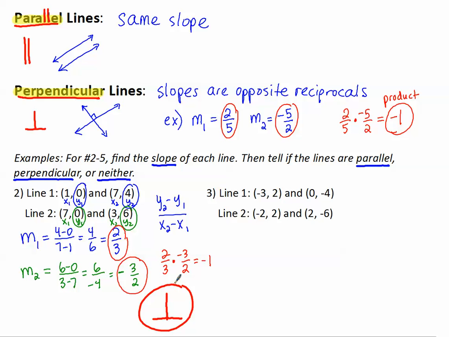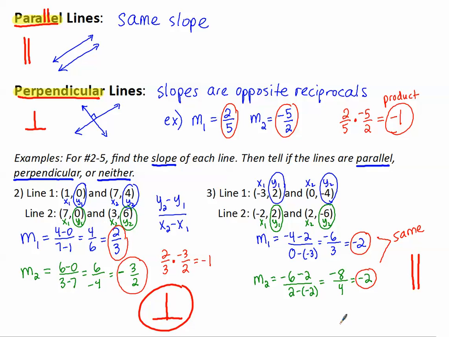Why don't you pause the video and try number 3 and come back and check how you did. So how did you do? -2 for the first slope, -2 for the second slope, same slope, therefore our lines are parallel. Did you get it?